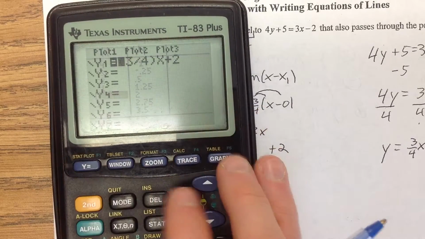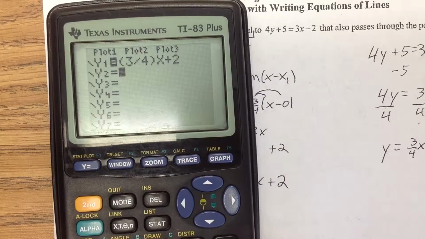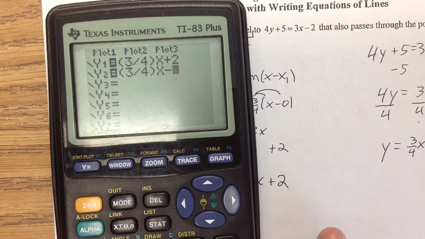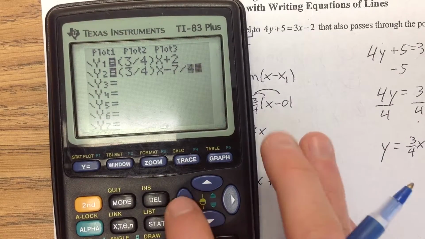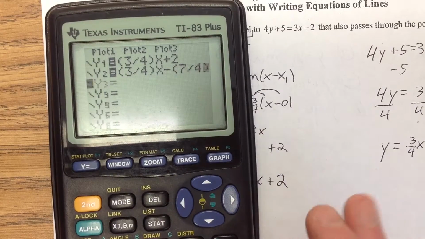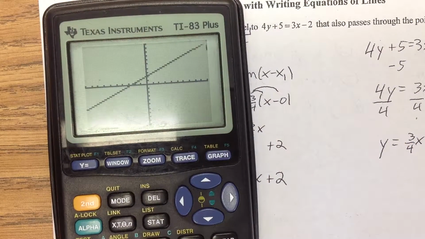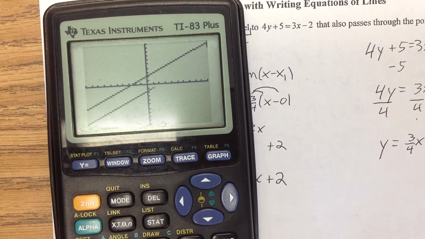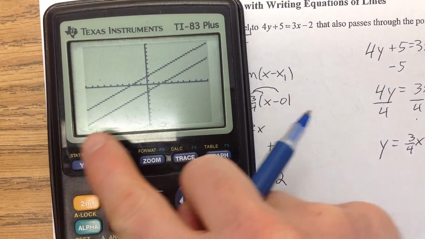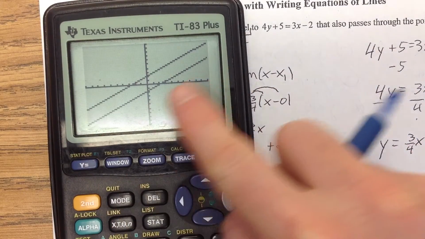And what we can even do is put in the other equation if we want. We can type in 3 divided by 4x minus 7 divided by 4. Let's put that in parentheses, 7 divided by 4. And then if we look at the graph, we can also see that our two lines are parallel. Because we have the same slope, those lines are parallel. They're never going to intersect.